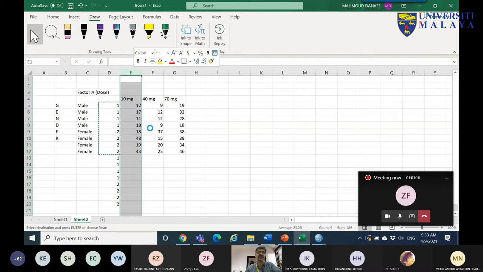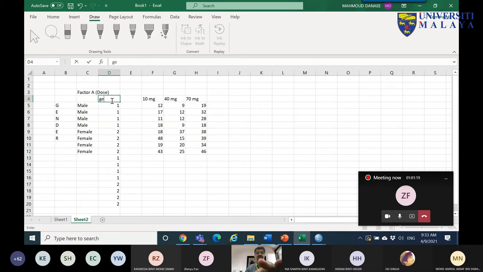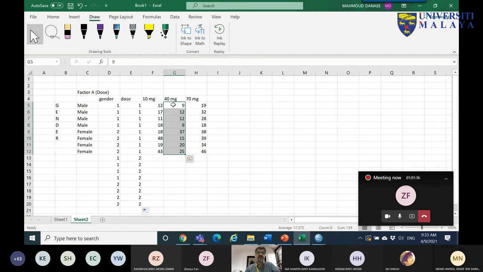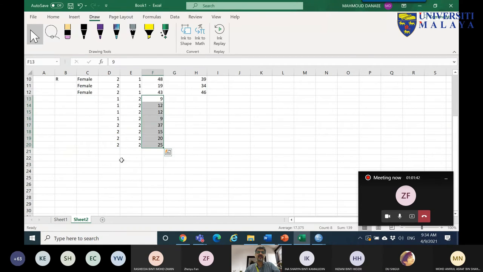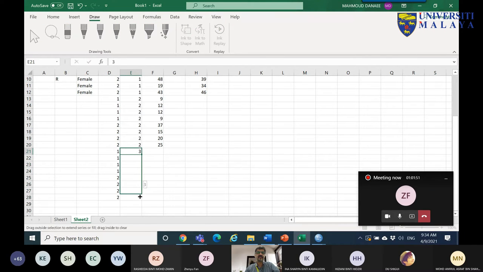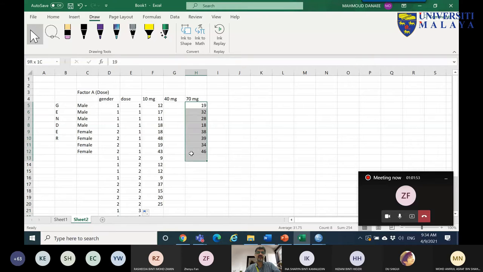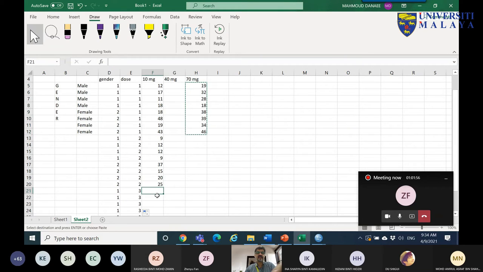So now I need to create another one. This is gender. This is dose. I just copy the first dose. This is the first dose, and then this is the second dose. I need to take out these numbers and put it here. Okay, and then the last one, again, the same gender. And then the last dose, dose three. And then easily we can just copy this one and paste it here.